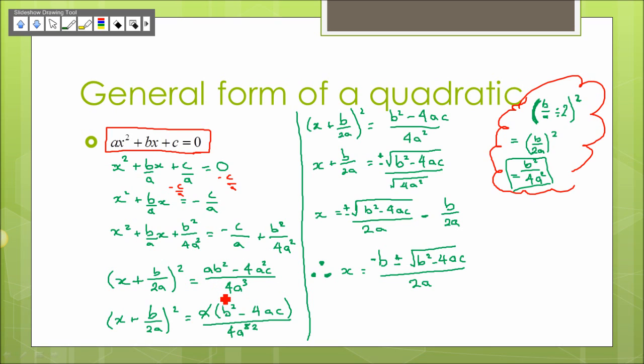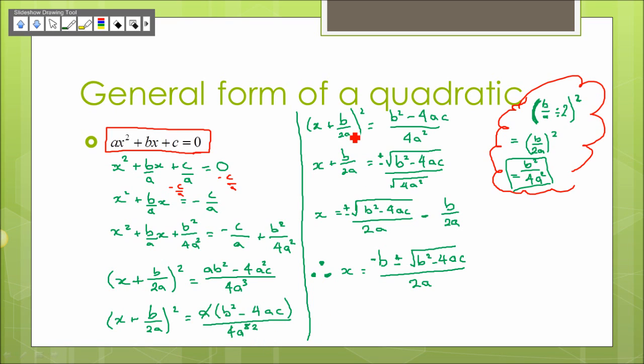Then it was just a case of simplifying, because I'd factorized my left hand side. On the right hand side, I took out a common factor of a from the numerator, and then I cancelled an a from the top and an a from the bottom, so this stopped being 4a cubed and was just 4a squared.